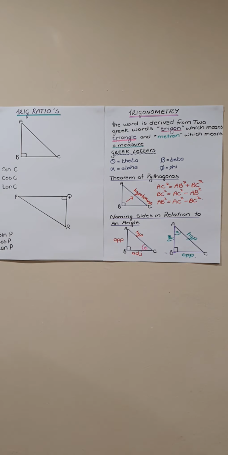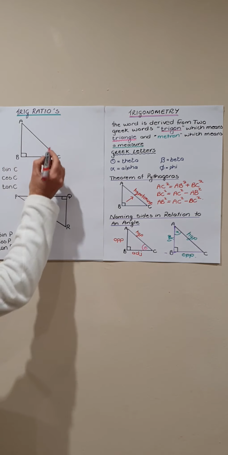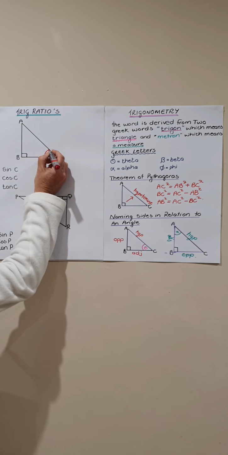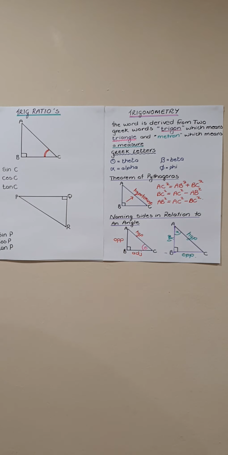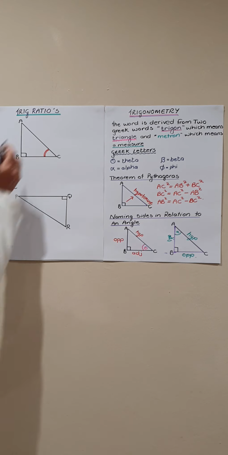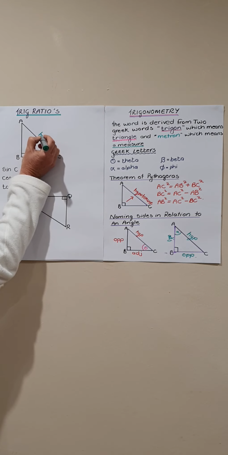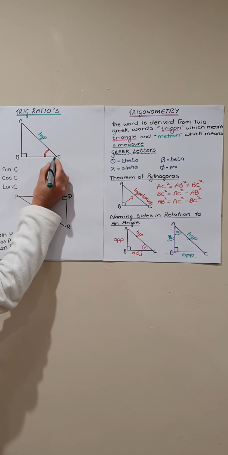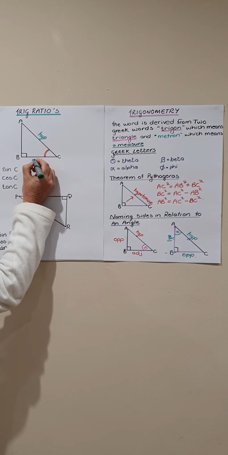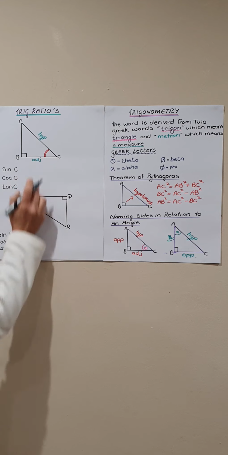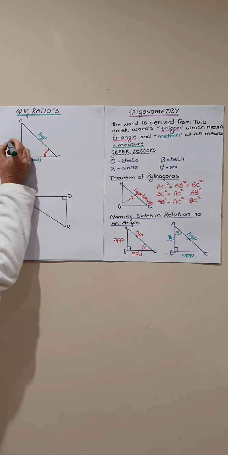Okay, now we're going to look at what we call our trig ratios. So let's say I'm dealing with this angle C in triangle ABC. In relation to C, I want to label my triangle. So this is going to be my hypotenuse. In relation to angle C, this would be my adjacent side, and my side opposite would be AB, opposite.